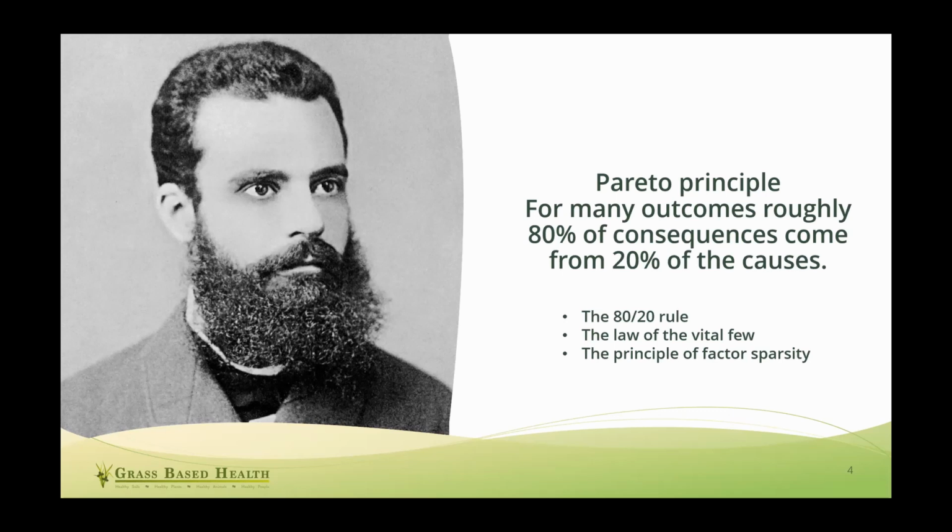One statement of the Pareto principle is that for many outcomes, roughly 80% of the consequences come from 20% of the causes. In addition to the 80/20 rule, it's known as the law of the vital few and the principle of factor sparsity.